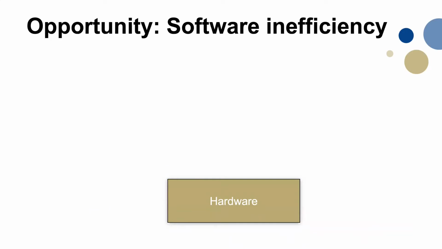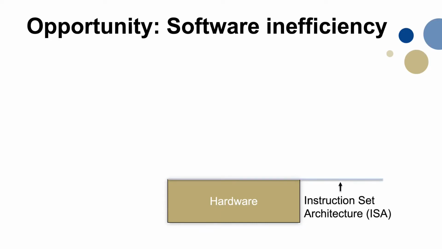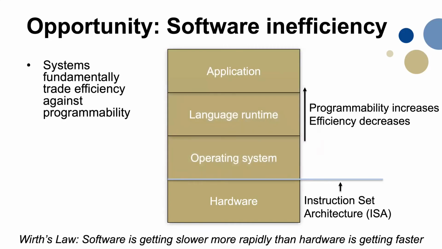Software is also inefficient, but for a different reason. From the hardware, we have our instruction set. These are the functions that we expose to software. On top of that, we put the operating system. On top of that, we put the language runtime. On top of that, we put the application. Depending on how complex you make this, you will get a lot of abstraction layers. As you go up the stack, the systems become more programmable, so you can get more done with less programming, but typically efficiency decreases. So there's this fundamental trade-off between efficiency and programmability. It's somewhat imprecisely put into Wirth's law, the observation that software is getting slower more rapidly than hardware is getting faster. So that's a bit depressing.